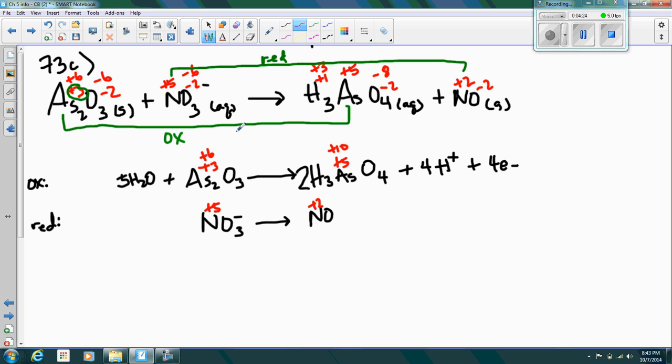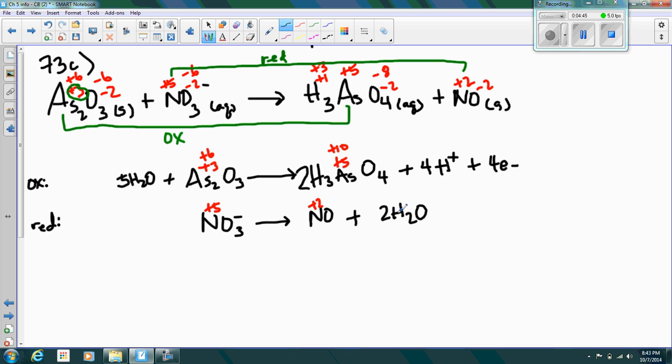Okay, so the first thing that we need to do is balance our elements, except for oxygen and hydrogen. So 1 nitrogen, 1 nitrogen, that looks good. Now we need to balance our oxygen. We have 3 oxygen here and we have 1 here. So I'm going to add 2 more waters on this side. So now my oxygen are balanced.